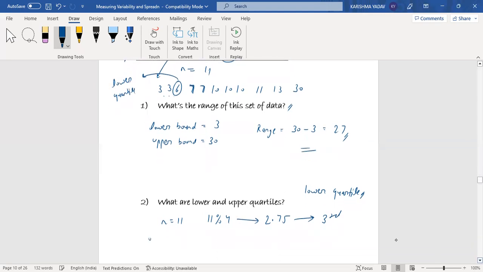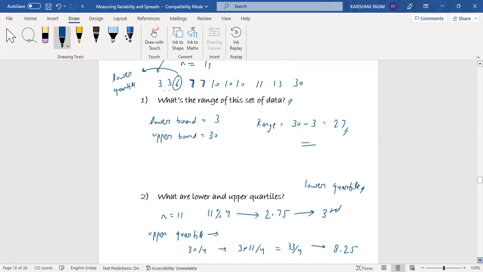What is the upper quartile here? For the upper quartile, what do you have to do? We divide 3n divided by 4. That is 3 into 11 divided by 4, which is 33 divided by 4. Now what is 33 divided by 4? 4 times 8 is 32, so it is 8.25.